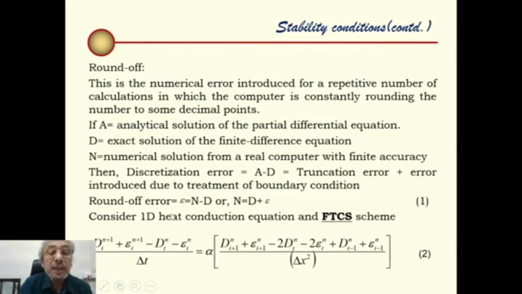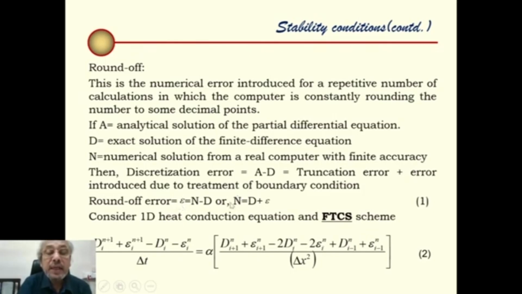And what is round off error? This is N minus D. N is the actual number that the machine gives, and D is the number we are supposed to get from our finite difference quotient. And this is valid not only for finite difference, but for finite volume and finite element also. This is valid in the same way. So this is from the solution of the discretized equation, and this is the number we are getting. So this difference is basically round off error.